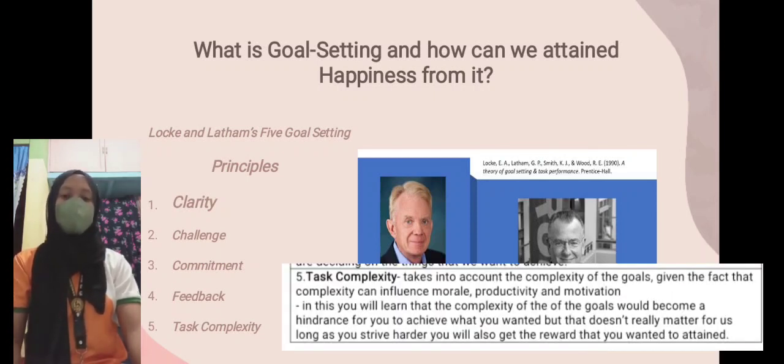Number 5. Task complexity. This takes into account the complexity of the goals, given the fact that complexity can influence morale, productivity, and motivation. In this, you will learn that the complexity of the goals can become a hindrance to achieving what you wanted. But that doesn't really matter for us. As long as you strive harder, you will also get the reward that you wanted to attain.